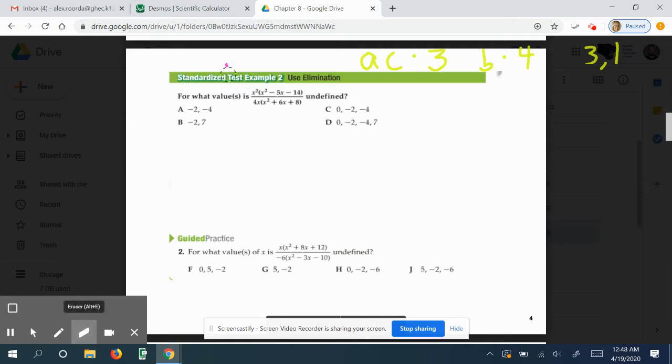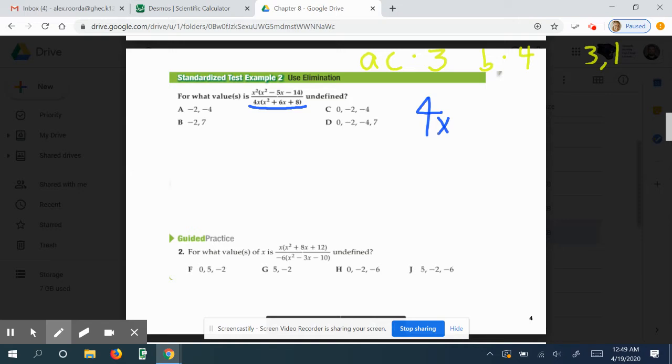Example 2, it says, for what values of x will this expression be undefined? So remember, undefined means that we're looking at the bottom values to make the bottom 0. So I have to break that down. First off, I have 4x, and then I have x squared plus 6x plus 8.